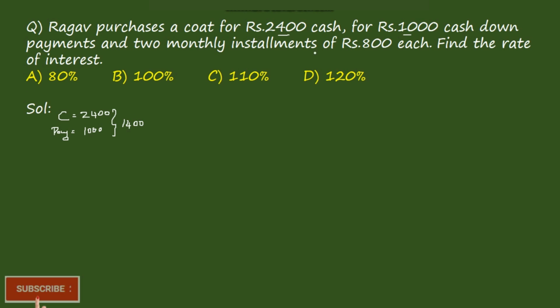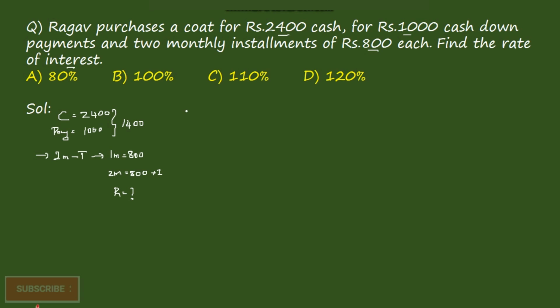Again, they are saying 2 months installment of 800 each. He'll be paying the 1400 by installment, which is 2 month installment. The first month he'll be paying 800 rupees, and the second month he will be paying 800 plus interest. We have to find the value of R.